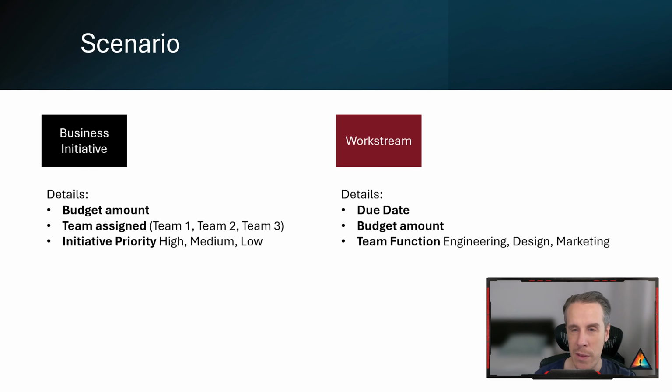To take this scenario a little bit further, these are the kind of details that I would need to have on the customized work items. Again, that isn't standard in a backlog. These are things specific to the business, like the amount of budget allocated for that business initiative, the team that's been assigned, and the priority of the initiative: high, medium, or low. And then on the work stream side, when is it due? What's the budget amount, and what's the function of the team working on that work stream, in case you have multiple teams involved?